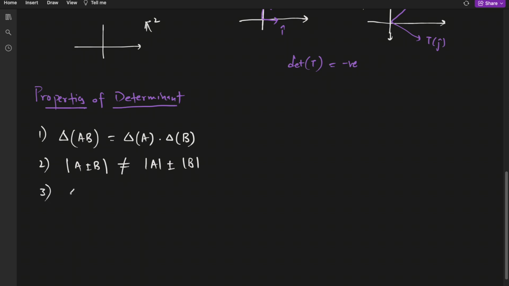Determinant of A transpose is the same as determinant of A. Okay. Fourth one is determinant of A inverse is the same as 1 upon determinant of A. So this is simple, I think. For example, 3 inverse is what? 1 by 3. So it is something like that.